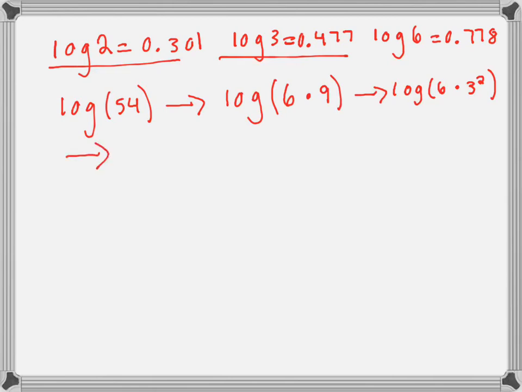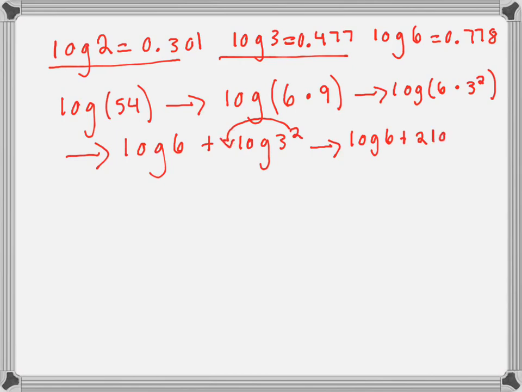So if we're multiplying something inside a log, that's also equal to adding it. So log base 6 plus log base 3 squared. But we don't know what 3 squared is. So instead we need to bring the exponent out front. So log base 6 plus 2, right? We can bring this out front. Log base 3. And now we do know what this is.